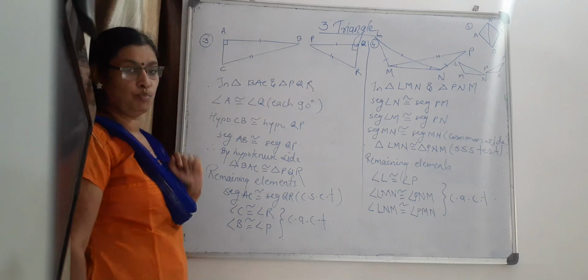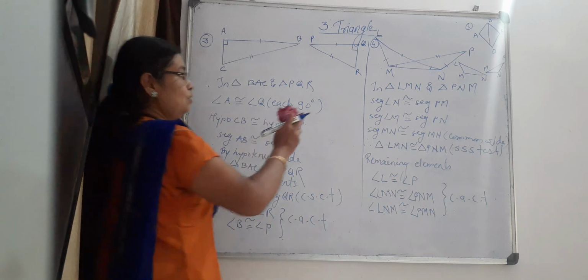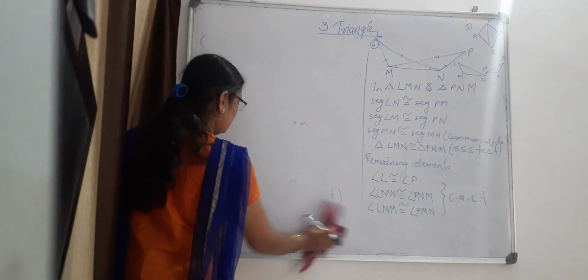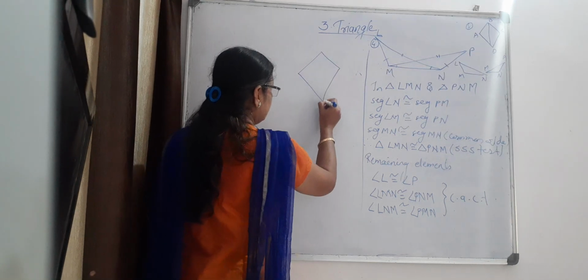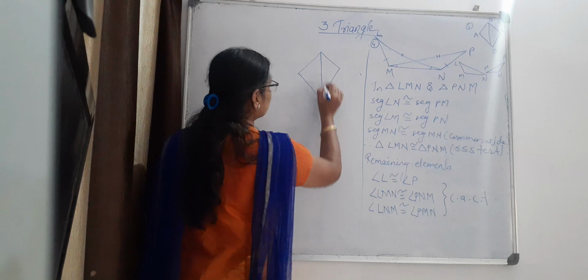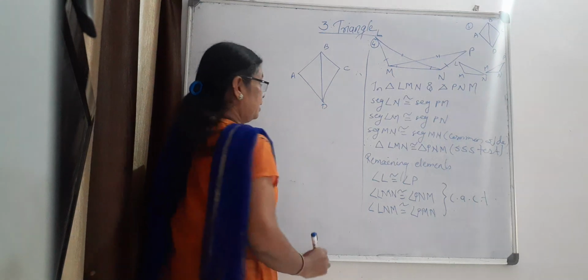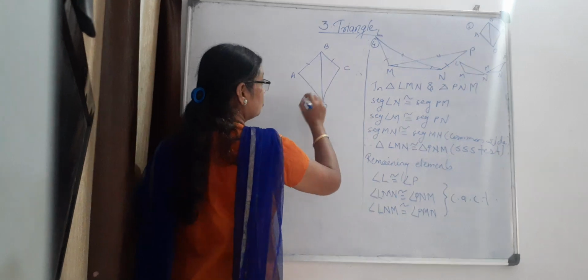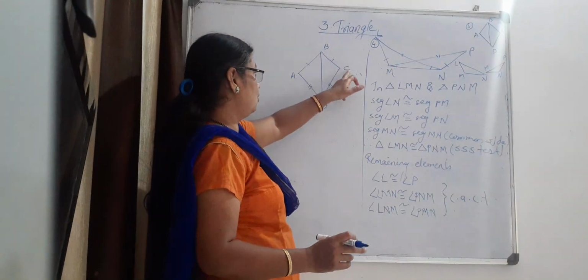Now let's see the fifth problem. Third and fourth you have already done. It is also an easy problem. Now see the fifth. In the fifth, this type of figure is given. A, B, C, D is given, and here AB and BC are congruent, AD and CD are congruent. You have to prove that triangle ABD is congruent to triangle CBD.